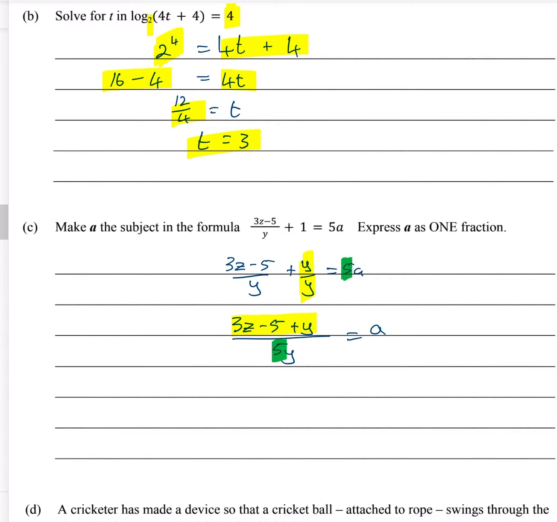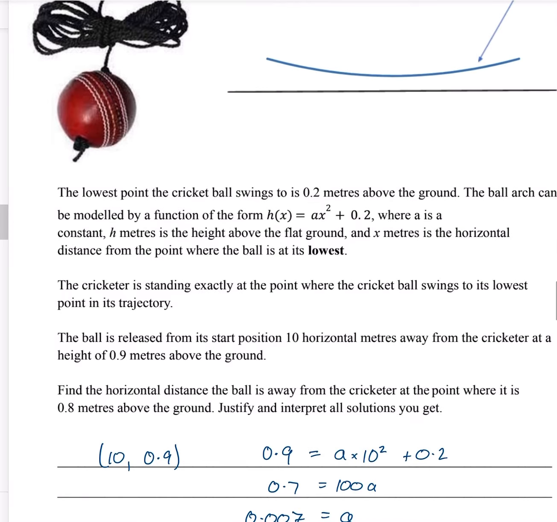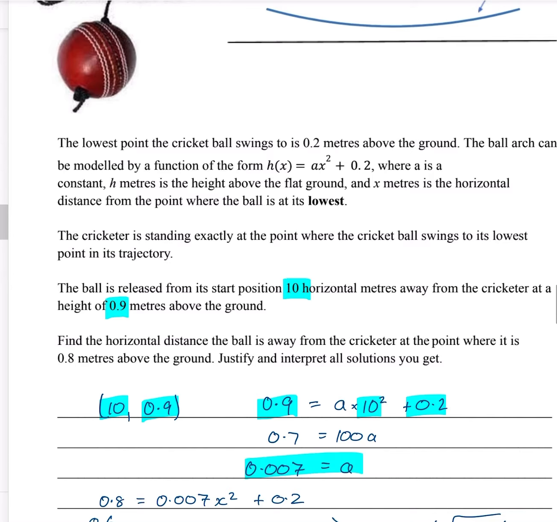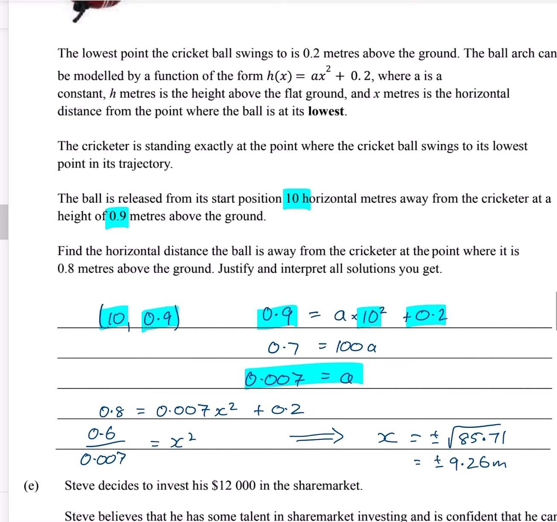So there's our solution. We've got this cricketer, and we are using the information that at 10 metres away it is 0.9. This means we put 0.9 there, we can find what A is. A equals 0.007. Then we use the information that we're given in the question, that 0.8, we have to find 0.8. So subtract the 0.2, divide it by the 0.07, and that will give you 85.7.